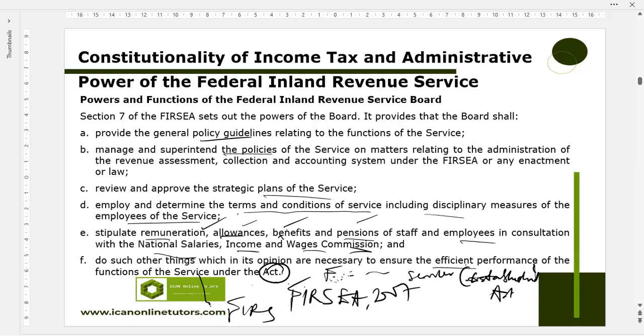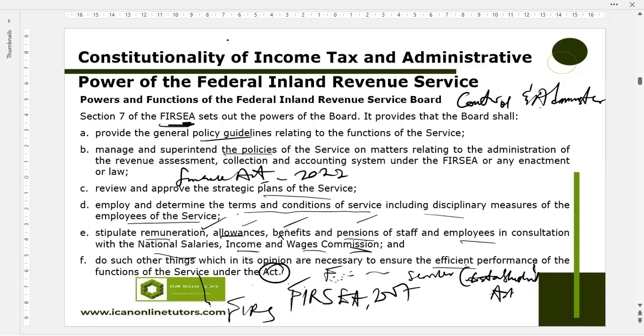Because the object of the FIRS is to control and administer the different taxes and laws specified in the first schedule of the FIRSEA, or other laws made or to be made. Other laws include the Finance Act. Recently you see them issuing circulars, explanations, information circulars and public notices to the public as regards the implementation and implication of the provisions of the Finance Act of 2022.